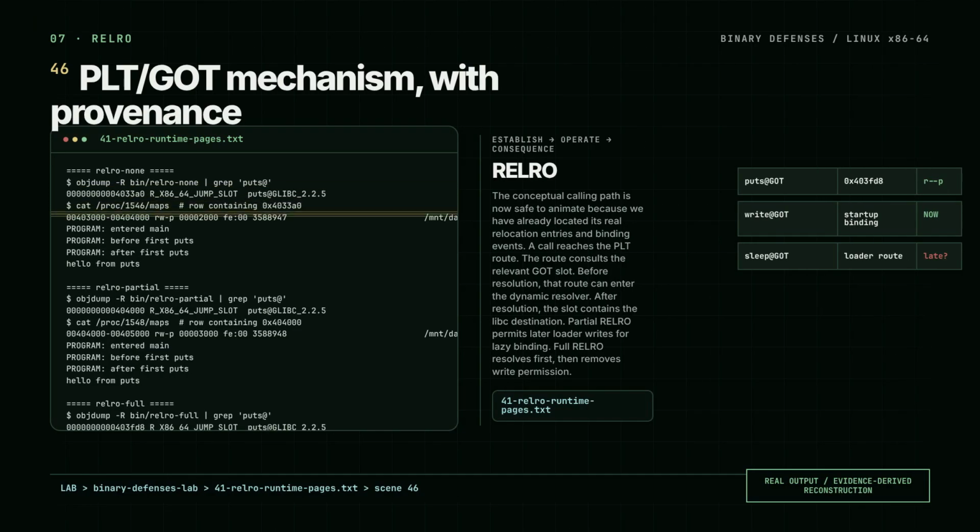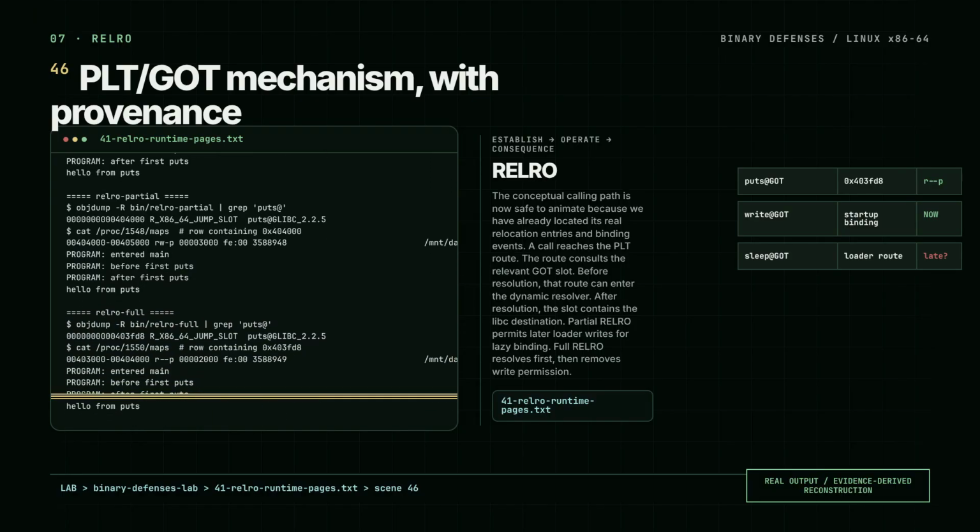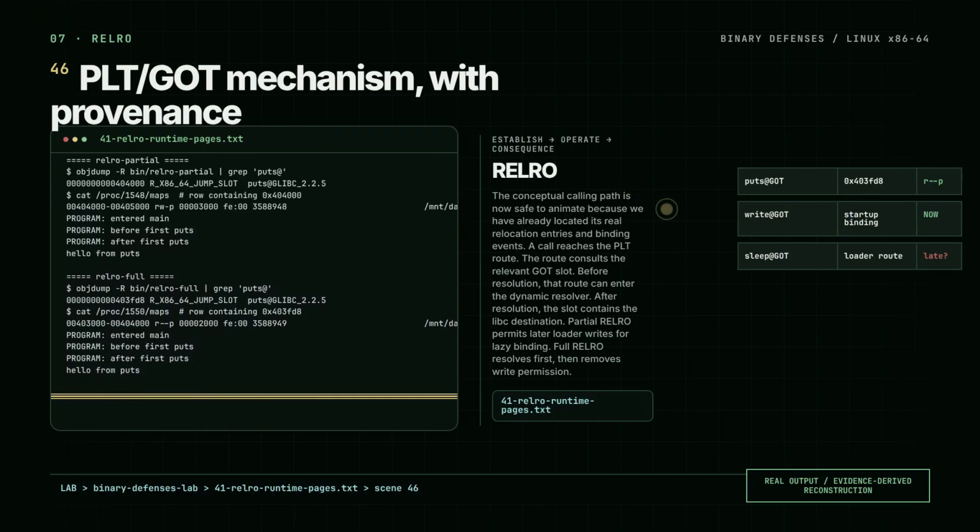The conceptual calling path is now safe to animate, because we have already located its real relocation entries and binding events. A call reaches the PLT root. The root consults the relevant GOT slot. Before resolution, that root can enter the dynamic resolver. After resolution, the slot contains the libc destination. Partial RelRow permits later loader writes for lazy binding. Full RelRow resolves first, then removes write permission.